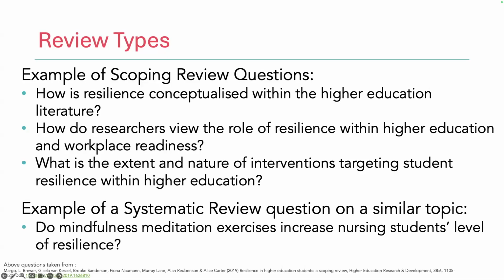And this would be an example of a systematic review question on a similar kind of topic. So, do mindfulness meditation exercises increase nursing level students' resilience? You can see they're related to resilience, they're related to students, and they're looking at specific interventions, but the difference between a scoping review question and a systematic review question is quite different. So that's just a reminder.